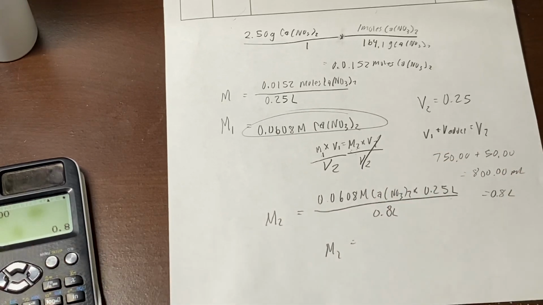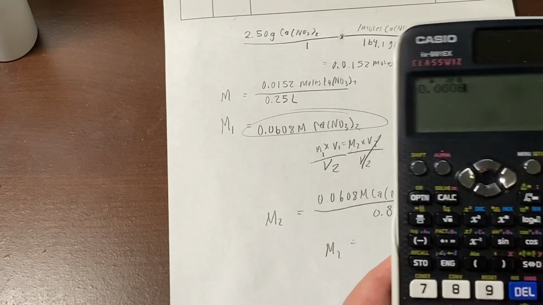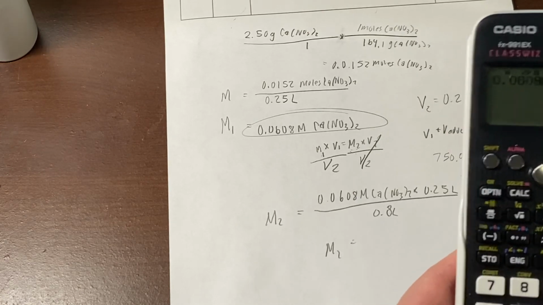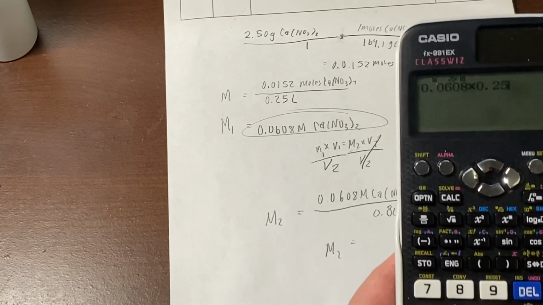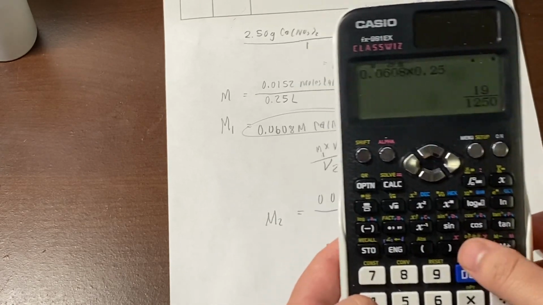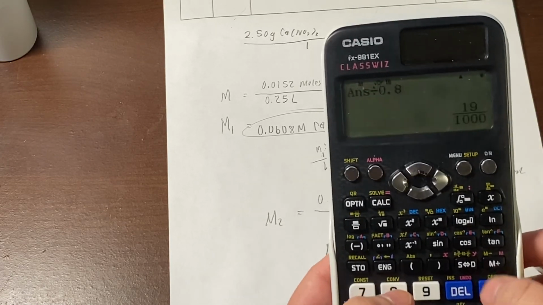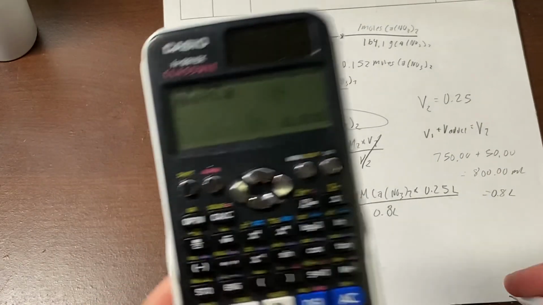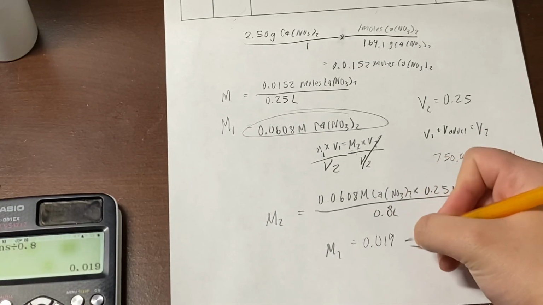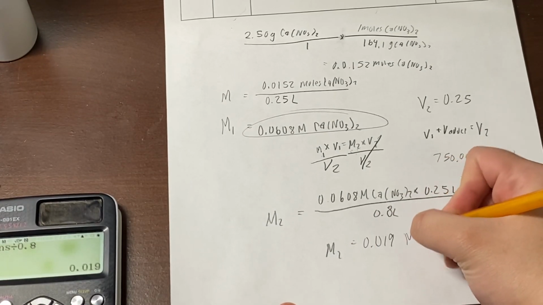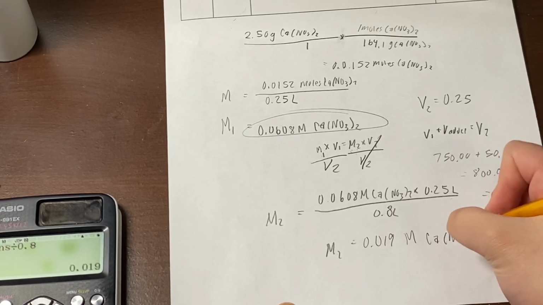So then times our V1, and then we divide by our V2. We get 0.019 molar Ca(NO3)2.